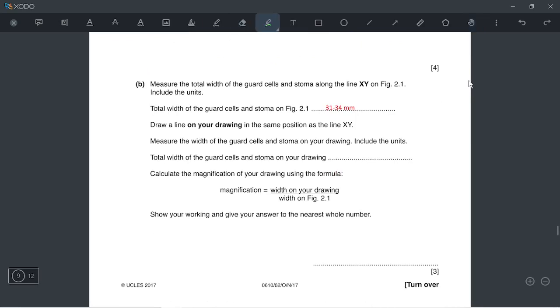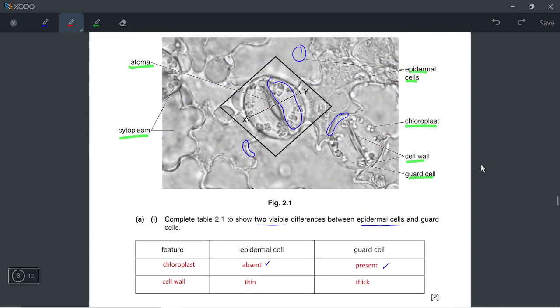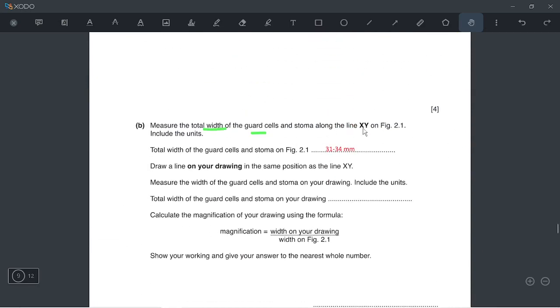Part B, measure the total width of the guard cells and stoma along the line XY. Along the line XY, it is already given there, students. You can see it in the image. This line you have to measure with the scale, right? And after this, you can write it will come around 31 to 34 mm, and draw a line on your drawing in the same position as the XY, so that you have to measure.